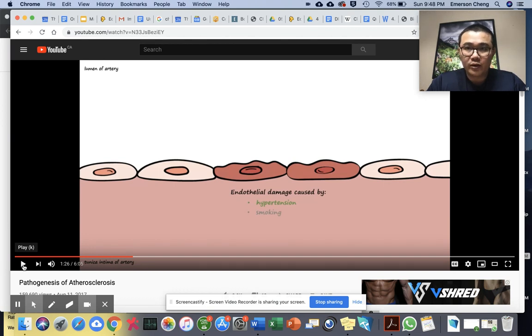Hypertension is also another word for high blood pressure. Okay? Hypotension is low blood pressure.